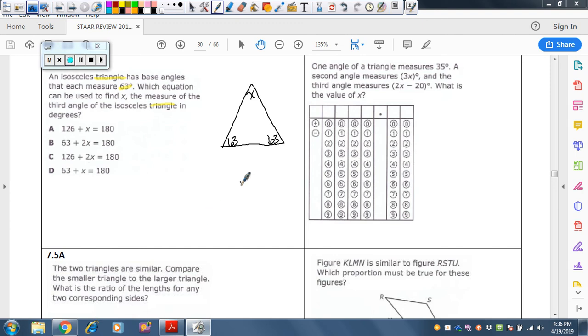Triangles equal what? 180, right? So you're adding all of this up. 63 plus 63 plus x equals 180. Now look at your equations. None of them match, but one of them says the same thing. It just looks different. So you're going to have to find which one says the same thing, but looks different. This is that thing we don't teach you till next year, but you have to do it this year.